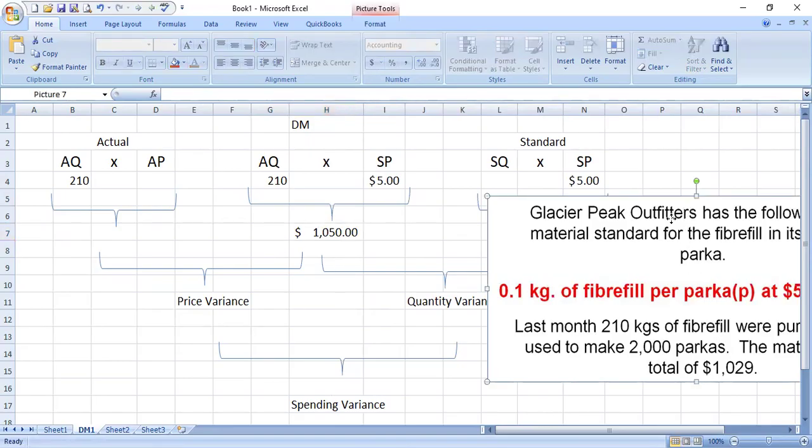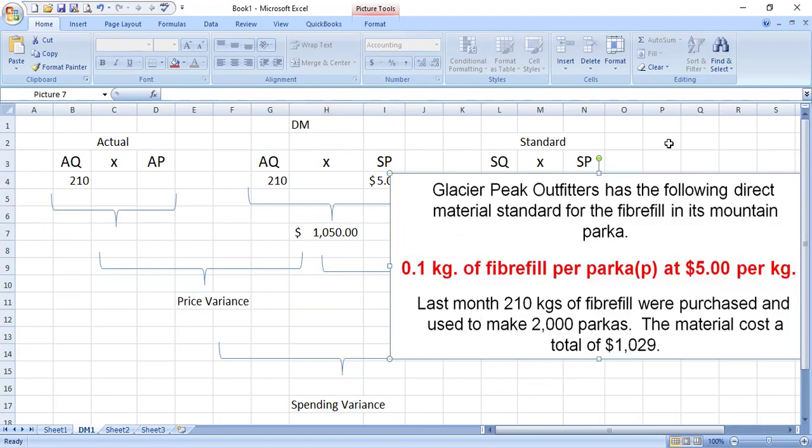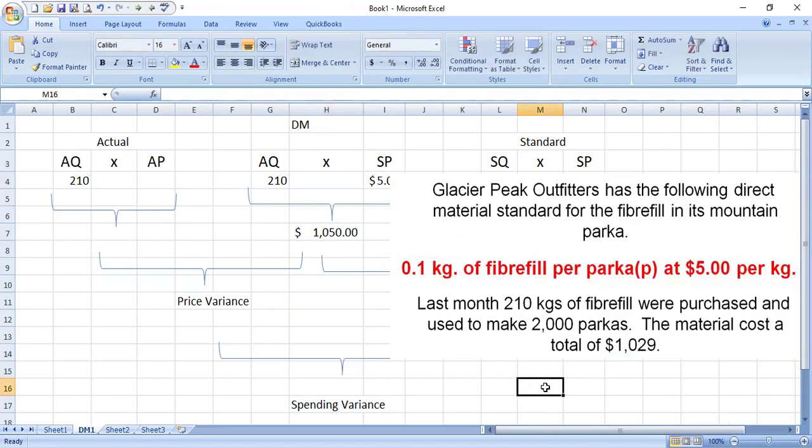Now, what else do we know? We know that we produce how many products? 2,000. We produce 2,000 products.